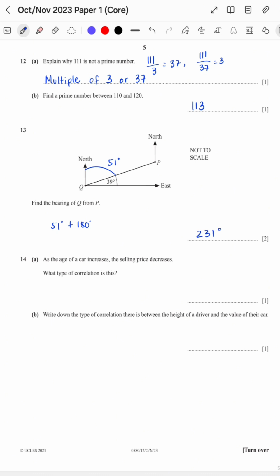Question number 14. As the age of a car increases, the selling price decreases. What type of correlation is this? So one increases while the other decreases. So that's a negative correlation. Letter B, write down the type of correlation between the height of the driver and the value of their car. There's no correlation whatsoever between the height of a driver and the value of their car. So we write no correlation.